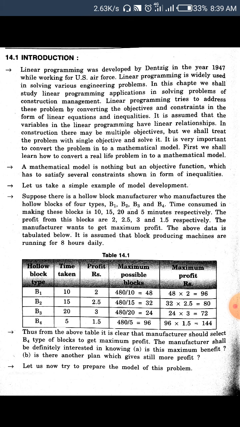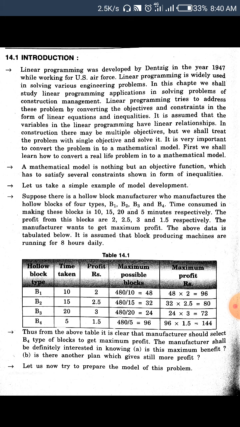Now in the third column profit is given. Profit is given per block. If we manufacture a B1 type of block, per block we profit 2 rupees. For a B2 block 2.5 rupees profit, for a B3 block 3 rupees profit, and for a B4 type of block 1.5 rupees profit.